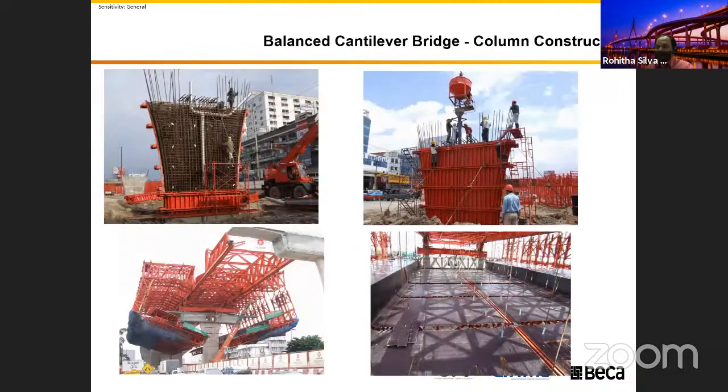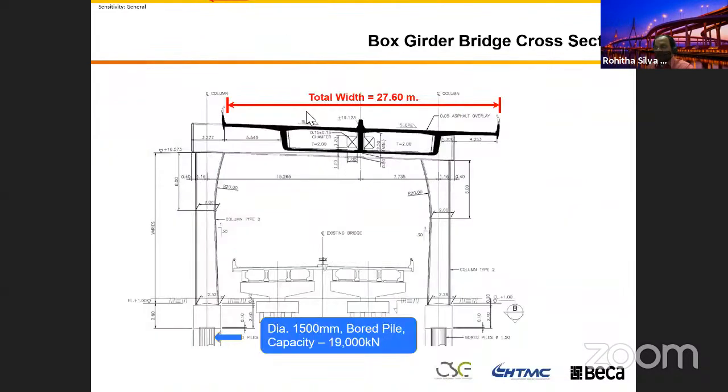This is something I put in here, the construction of the bridge. This is the column construction. You can see it's architecturally pleasing. You can see people standing here, reinforcement. You can see these pipes. These are drainage pipes, right? It's a closed cell box.